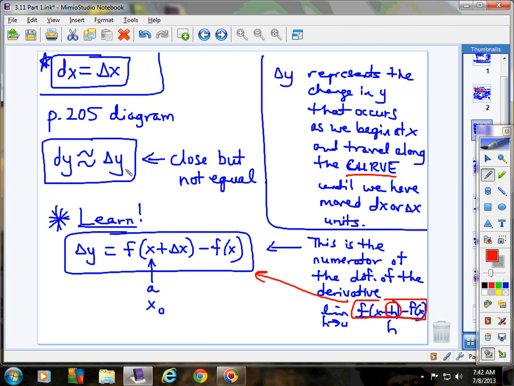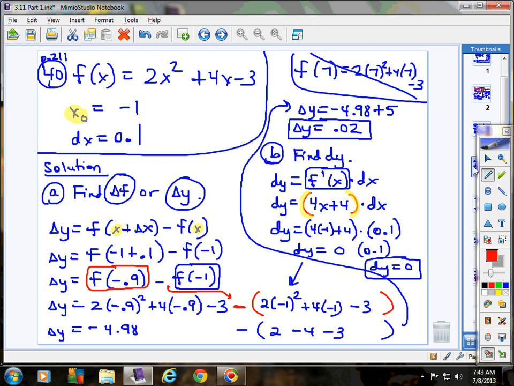dy and delta y are close in value, but not exactly the same. The only other formula you need to know in this section is delta y is f of x plus delta x minus f of x. Sometimes that x is called a or x0. It's just the starting x value. So delta y is the true change that happens as we begin at x and stay on the curve, stay on the graph. So dy will give us an approximation for delta y. Delta y is the true value, dy is an approximation.